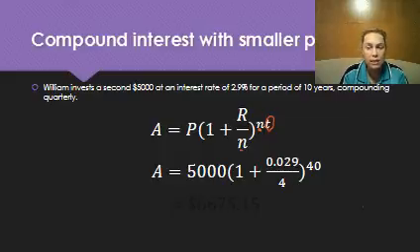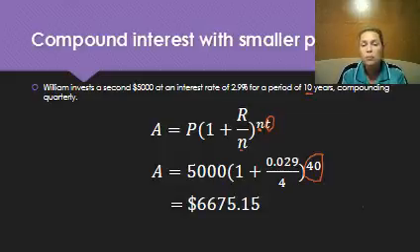And then this time, our index that we're multiplying it by, or we're up here, is going to be 4 times 10 because it happens 4 times a year for 10 years. And that's how we get that figure. And you'll see that it provides just a slightly higher return of $6,675.15.